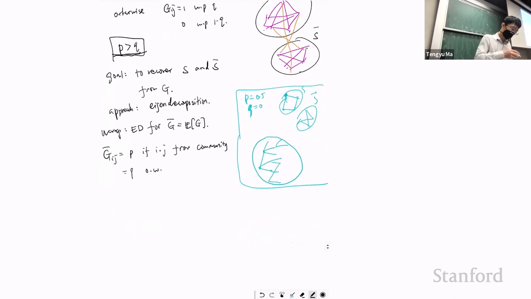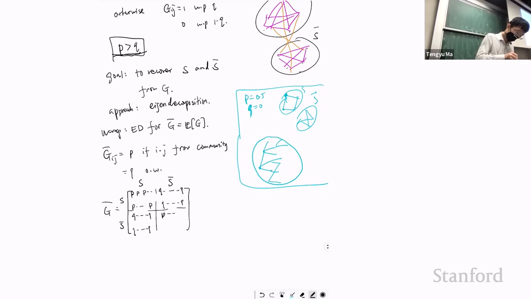So if you look at this G bar, suppose this is the indices for S, this is the indices for S bar, this is the indices for S, and this is for S bar. When you have both i and j from S, you get P. So you get P like this. And here you get Q. So this is G bar.